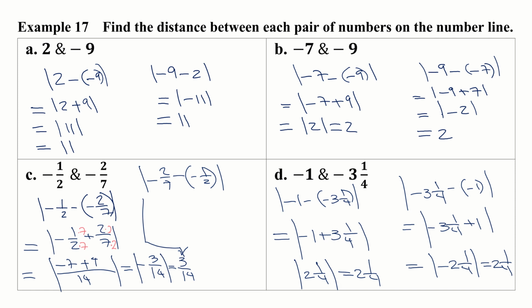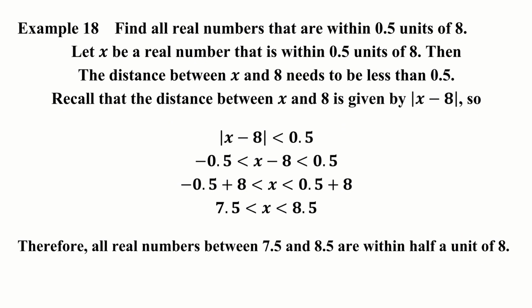All right, so again, you want to find the distance between two numbers, take the absolute value of their difference in any order you like. All right, here's an interesting kind of problem that you'll encounter sometimes. Find all real numbers that are within half a unit of 8, or 0.5 units of 8. So here's what we can do.